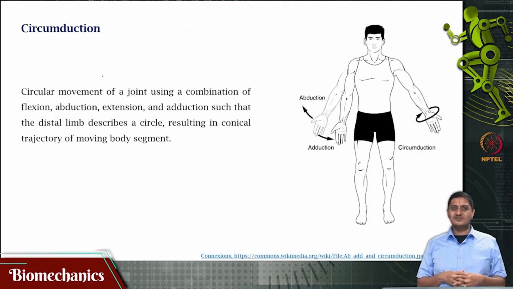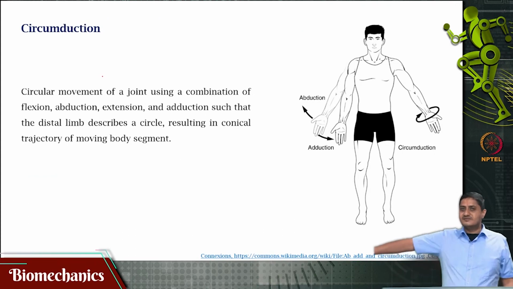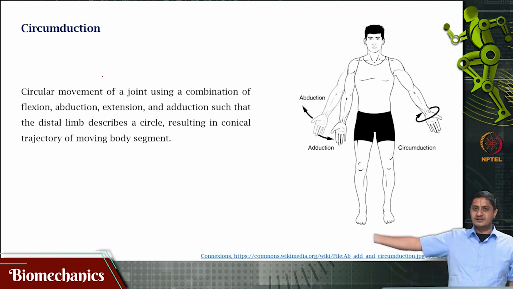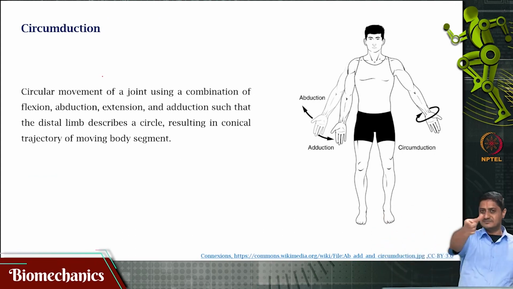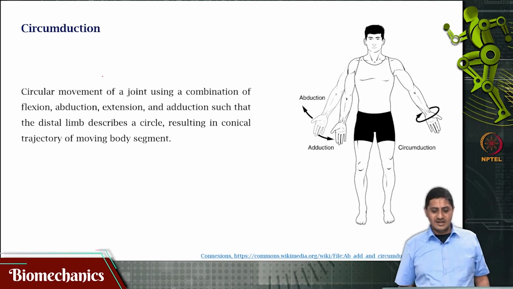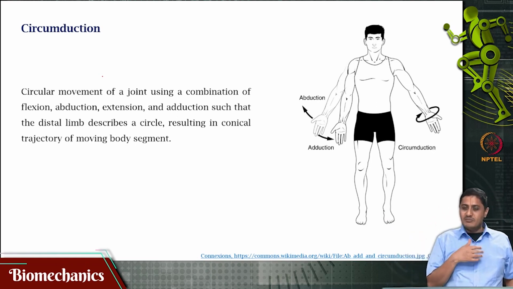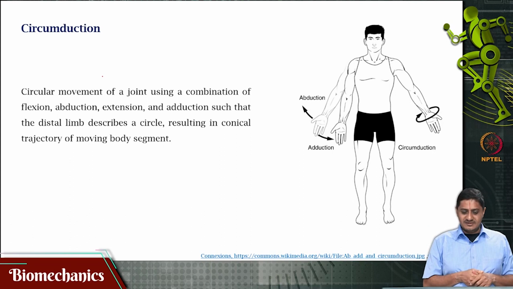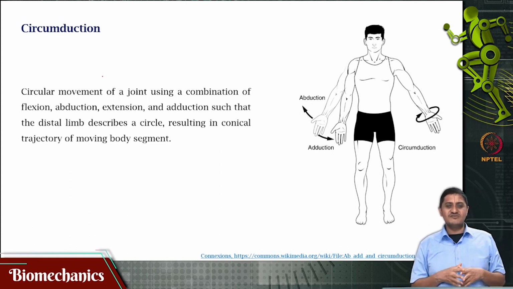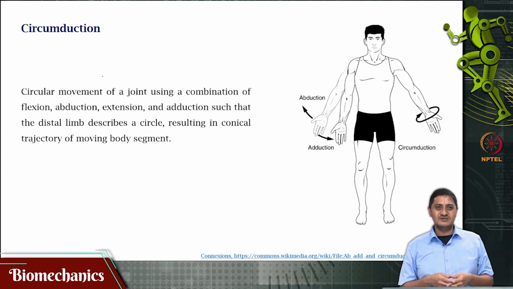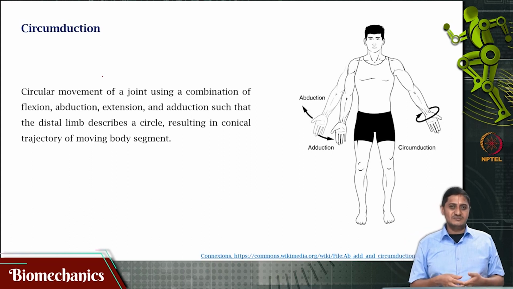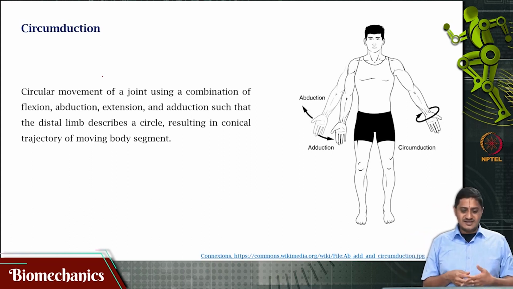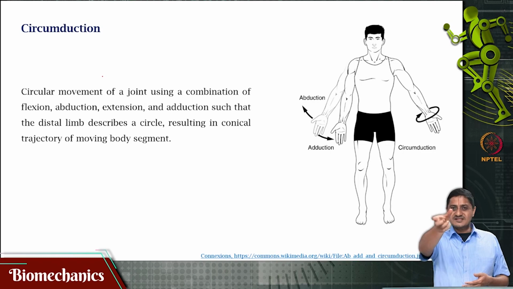Then you have this special movement called circumduction. I can do that. Circumduction. It is not a movement that happens in a single plane. This is actually a combination of flexion, extension, abduction and adduction, such that the distal limb describes a circle. I can do that, you know.